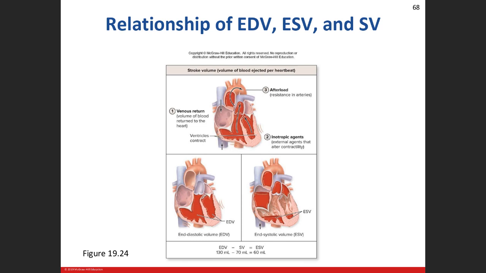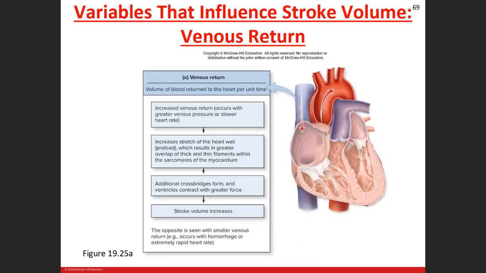So stroke volume is end diastolic volume minus end systolic volume. Okay? And then you can just move these values around to figure out, plug and play and see. All right, you can see the end systolic volume is just the difference between the end diastolic volume and the stroke volume.